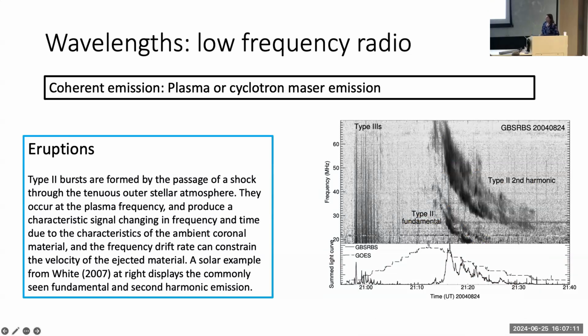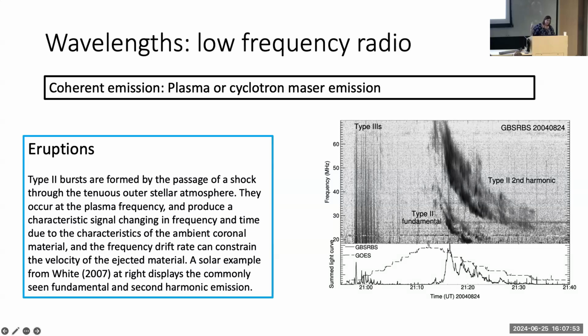We also have type 2 bursts. This is an example of a solar type 2 burst dynamic spectrum. We're actually going to hear about the first potential detection of a type 2 burst on a star later on in this session. These type 2 bursts are formed when a shock that's formed by the coronal mass ejection is passing through the atmosphere of the star. We've already heard about this a little bit in the first part of this Splinter session. There's a very characteristic signal of the burst in frequency and time that enables you to diagnose the velocity with which the shock is traveling through the atmosphere.